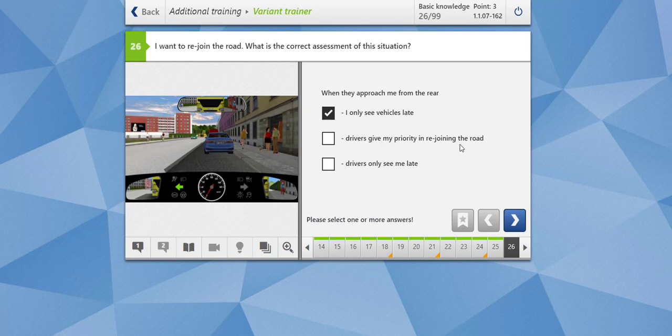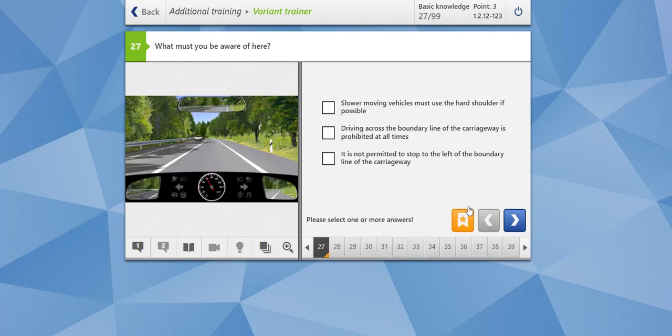Drivers give me priority in rejoining the road. No, they are not going to give you any priority. Drivers only see me late. This option is also correct. Let's check the answers. Our answer is correct.